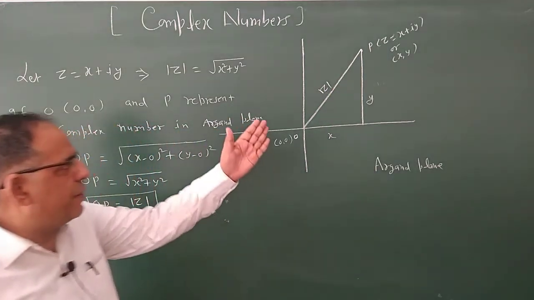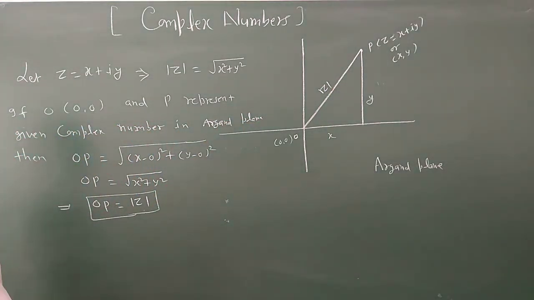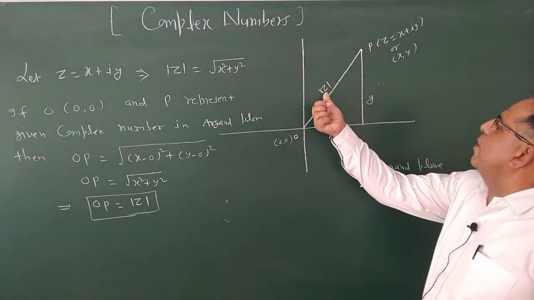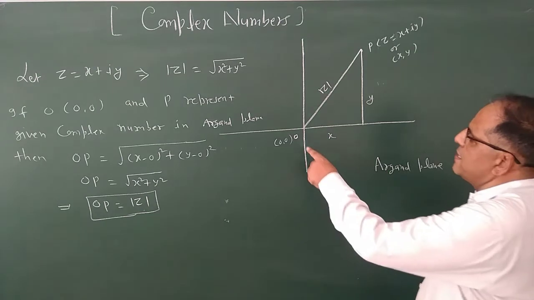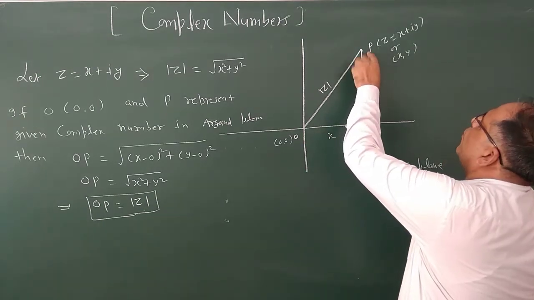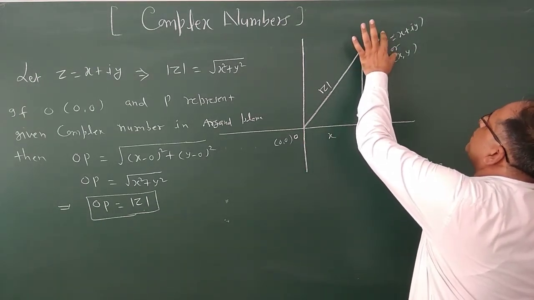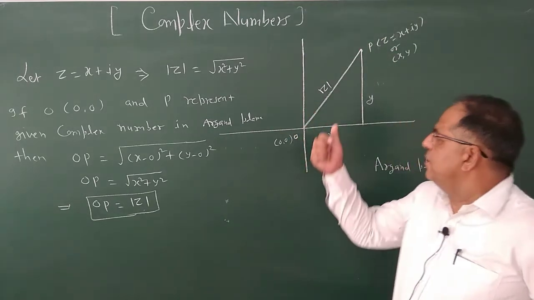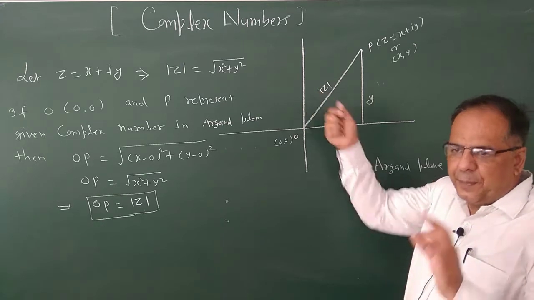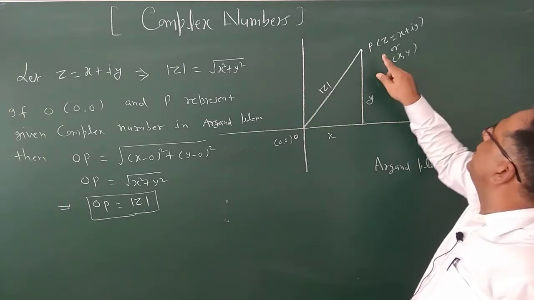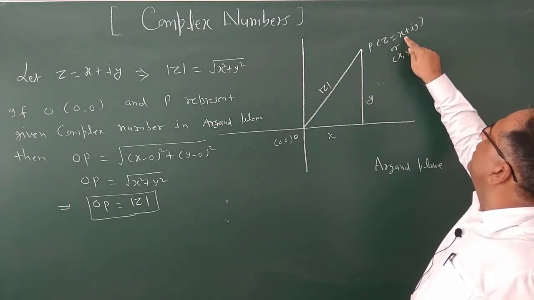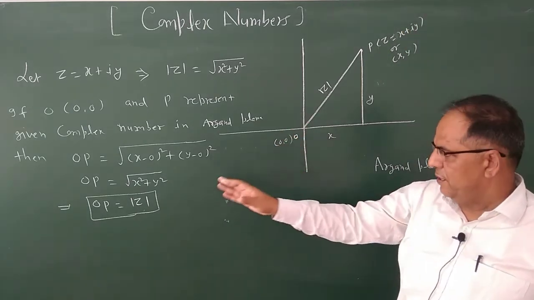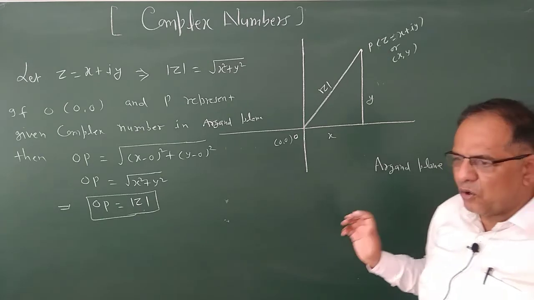So what is the geometrical interpretation of the modulus of a complex number? The modulus of a complex number represents the distance of the point which represents the given complex number in the Argand plane from the origin. I am repeating again: modulus of z represents the distance of the point which represents the given complex number in the Argand plane from the origin. This is the modulus of a complex number.